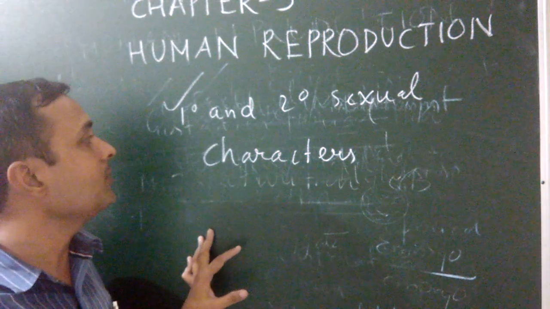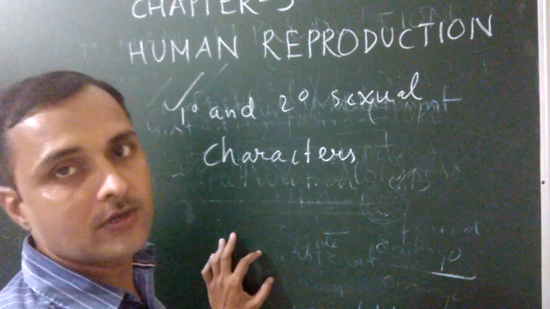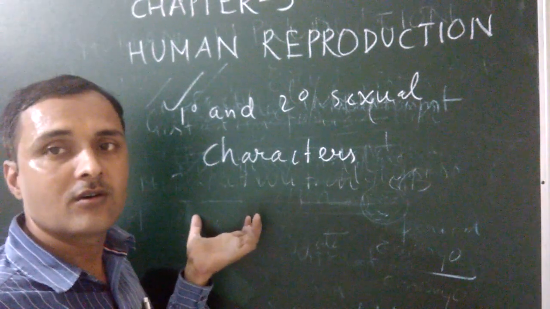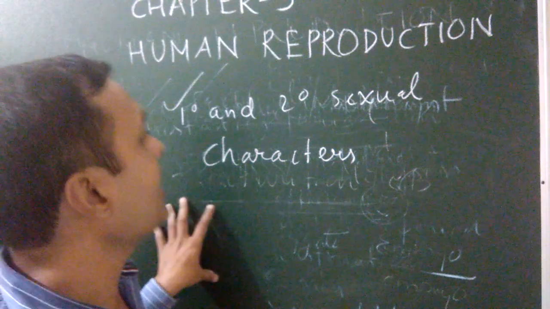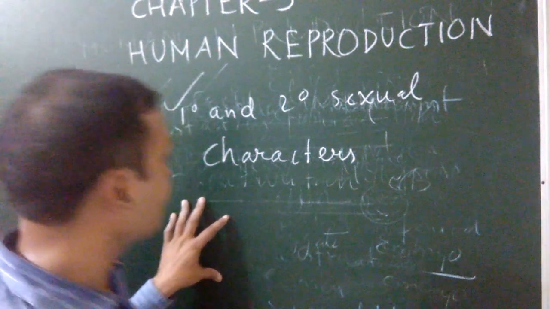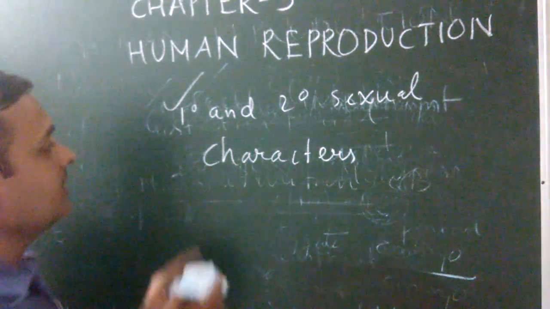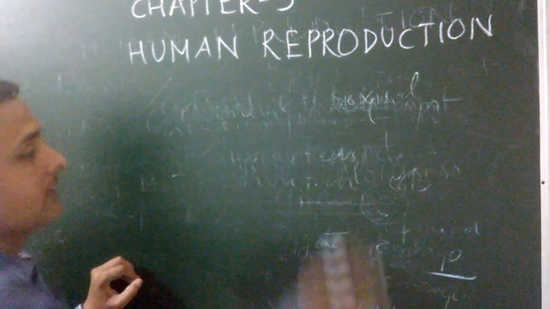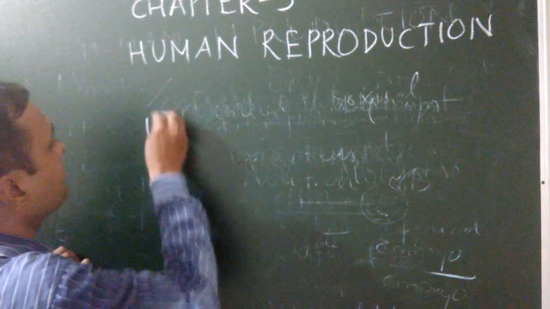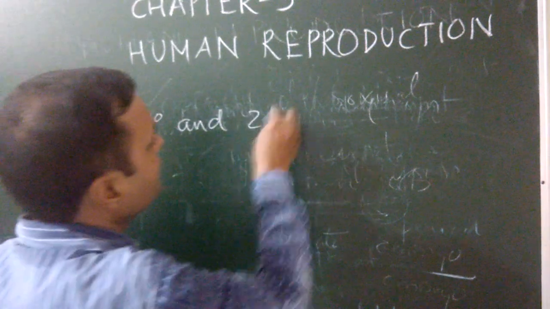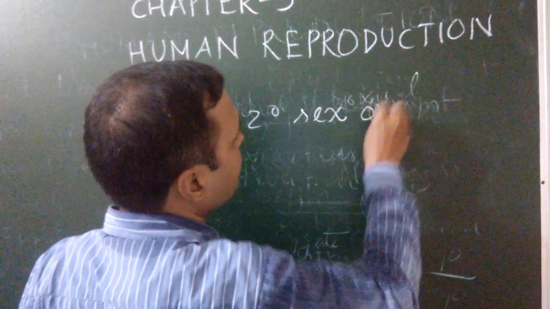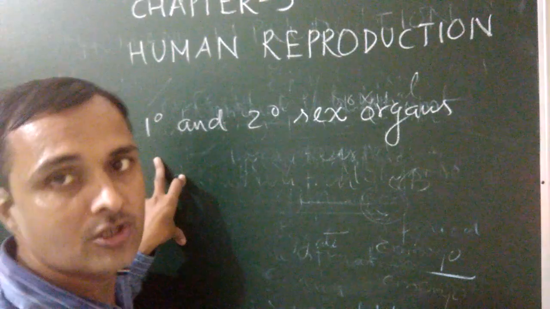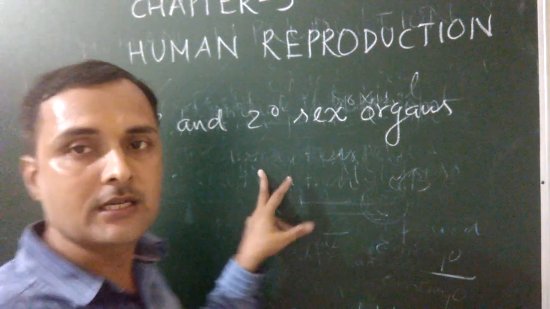Once again, what do you mean by primary sexual characters? The various sexual characters that develop since birth are known as primary sexual characters, and the various sexual characters which develop at the age of puberty are known as secondary sexual characters. Come to the next topic, that is primary and secondary sexual organs. Primary and secondary sex organs. So what are primary sexual organs?